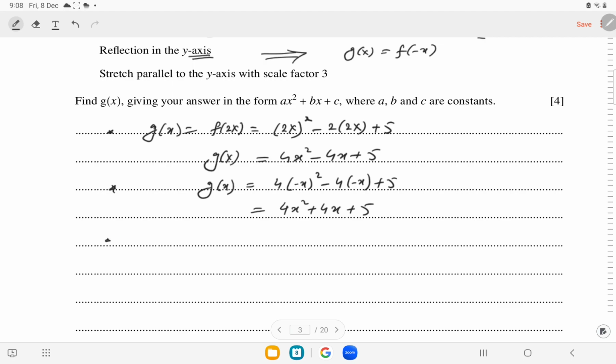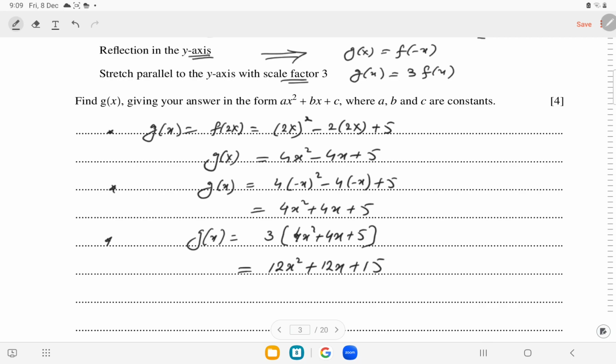Now the third and the final step is going to be a stretch parallel to the y-axis with a scale factor of 3. Now for a stretch parallel to the y-axis, as described in the rule, you need to multiply the scale factor with the function. So what to do here? g of x comes to be everything multiplied by 3. It will be 4x square plus 4x plus 5. So what comes? 12x square plus 12x plus 15, which is the required form ax square plus bx plus c, where a, b, c are constants.